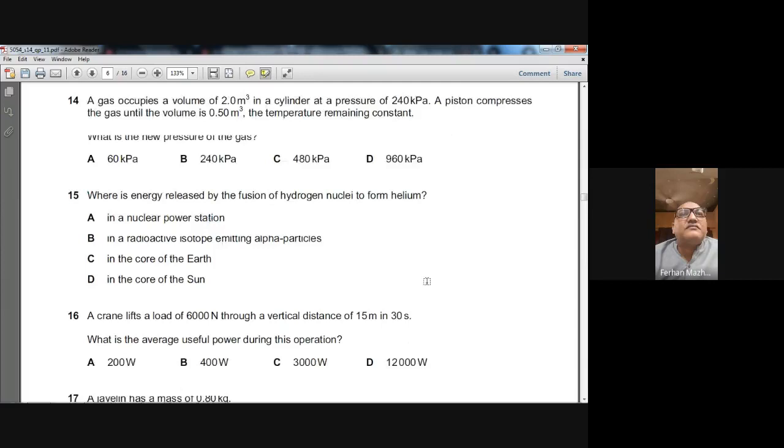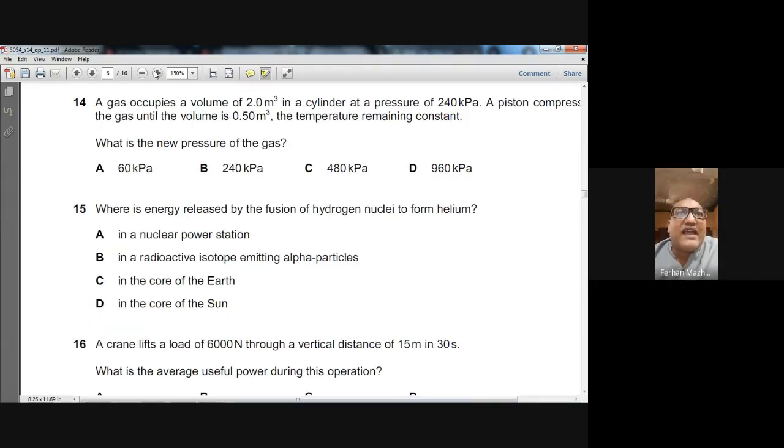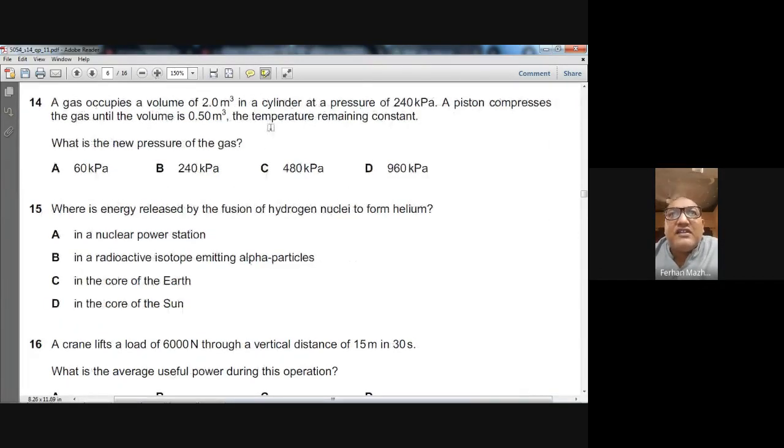A gas occupies a volume of 2 meter cube in a cylinder at a pressure of 240 kilopascal. A piston compresses the gas until the volume is 0.50 cubic meter. The temperature remains constant. What is the new pressure of the gas? It's very simple. You see, the temperature remains constant and I'm talking about a gas, so I can apply the formula P1 V1 equals P2 V2.